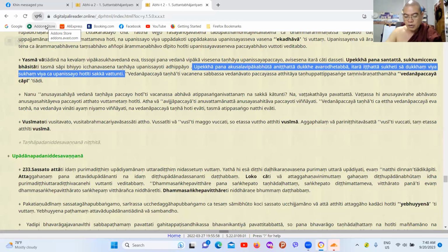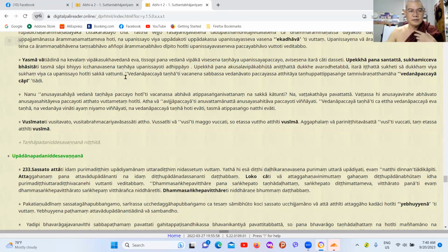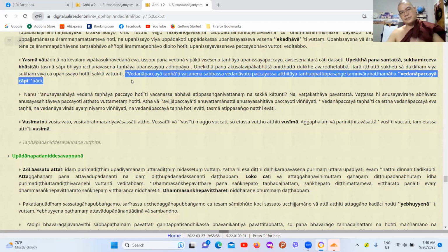Sabbassa vedanavato, the one who has vedana, all the persons who have vedana, whether vitaraga person or avitaraga person. The Buddha, you see, generally speaks vedana paccaya tanha. He does not specify what kind of vedana that is. Whether the vedana arises in a puthujjana, or in a sekha, or in an asekha, he doesn't say, he doesn't imply anything.